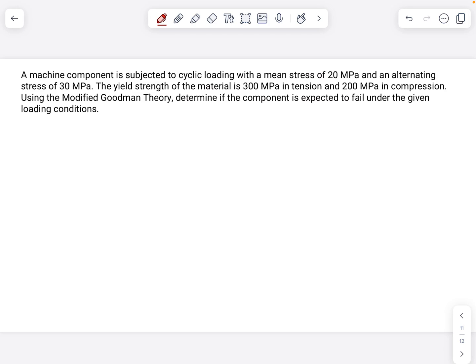So looking over this question real quick, it's telling us a machine component is subjected to cyclic loading with a mean stress of 20 megapascals and an alternating stress of 30 megapascals. The yield strength of the material is 300 megapascals in tension, that's important, and 200 megapascals in compression. Using the modified Goodman theory, determine if the component is expected to fail under the given loading conditions.